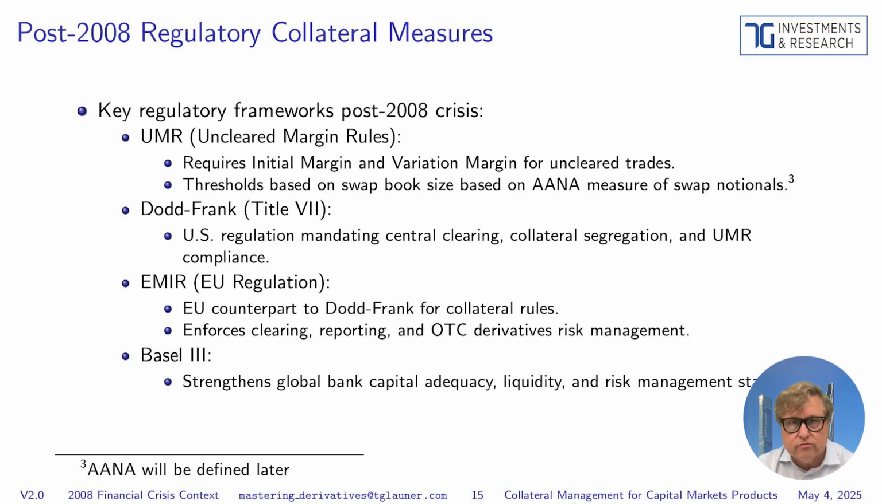Dodd-Frank Act Title VII. This US regulation mandates central clearing of derivatives and requires collateral segregation while ensuring adherence to the UMR standards. European Market Infrastructure Regulation, EMIR. Similar in intent to Dodd-Frank, but applicable in the EU. EMIR enforces derivative clearing through central counterparties, same as in the US, along with detailed reporting requirements and stringent risk management protocols for over-the-counter derivatives.